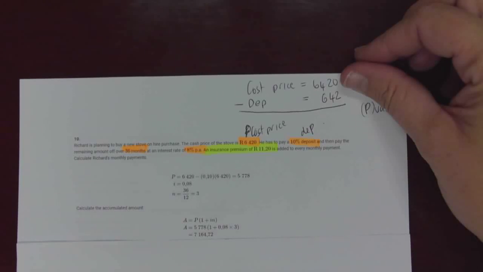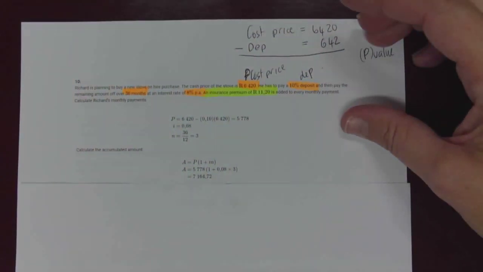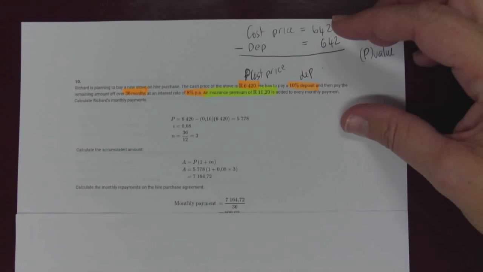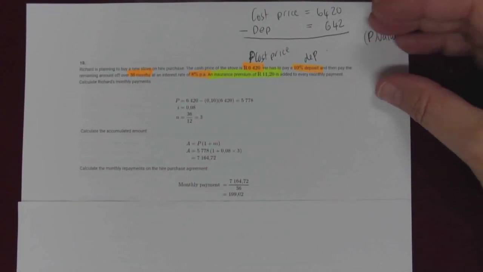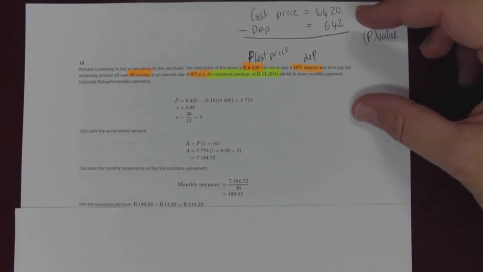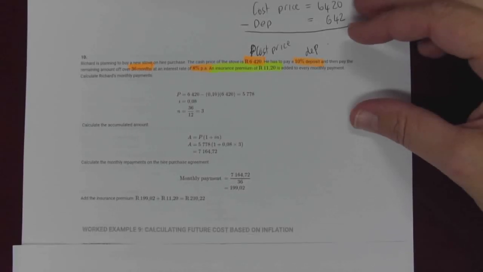Substitute that into your simple interest formula, punch it into a calculator. That's your A value. What is my monthly? Take my A value divided by 36. Get my monthly repayment, but I have to add my insurance premium to that, which is 11 Rand 20. So my final value there is 210 Rand and 22 cents.